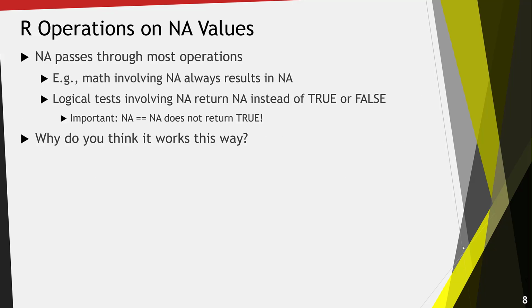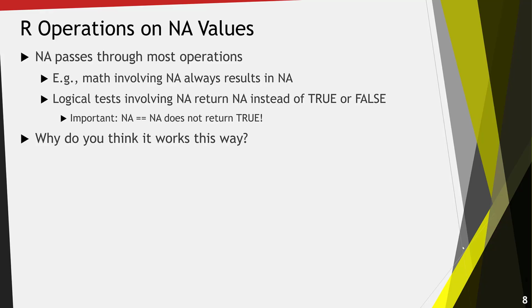As a result, NAs pass through most operations. For example, any math involving an NA is always going to result in an NA. Likewise, logical tests involving NA return NA instead of true or false. An important implication of this is if you test NA equal to NA, it does not return true.